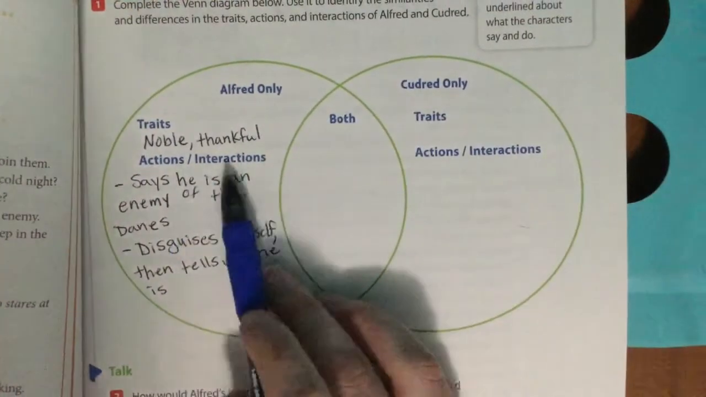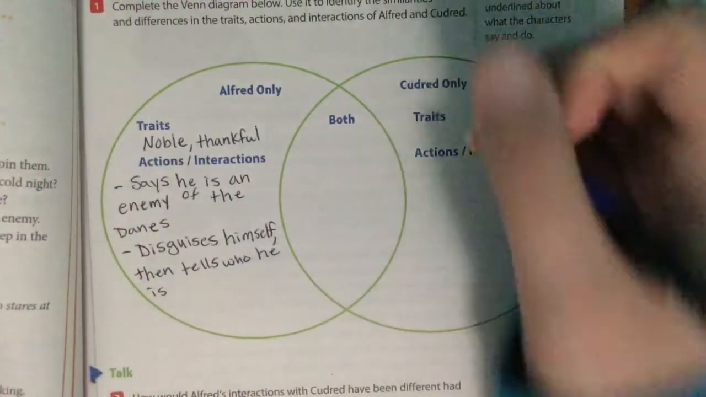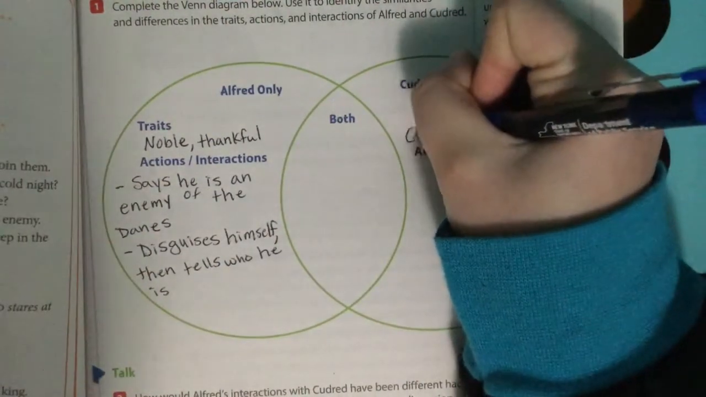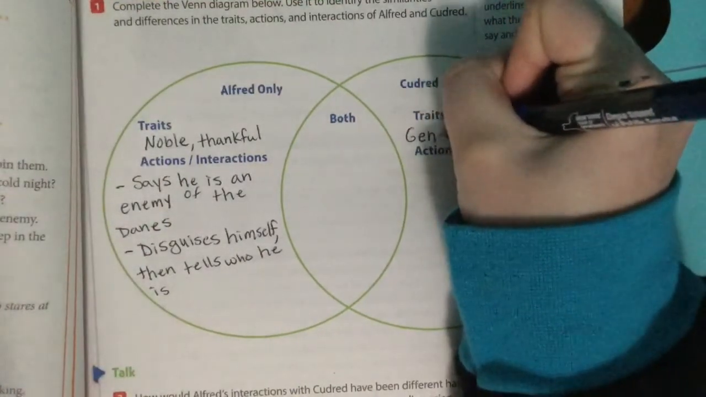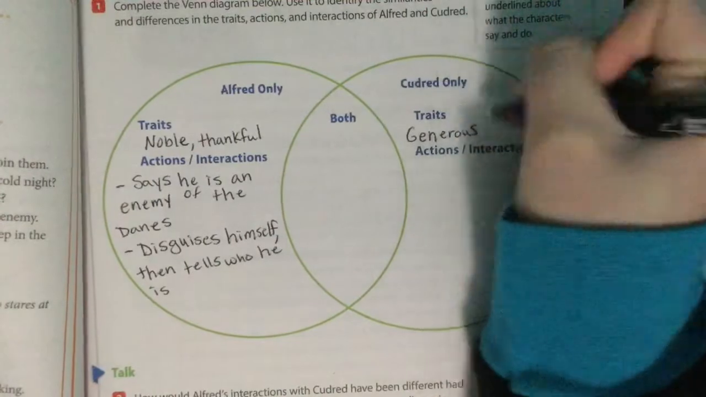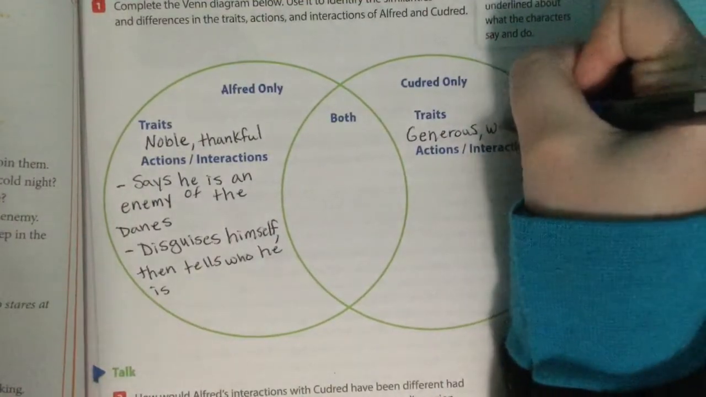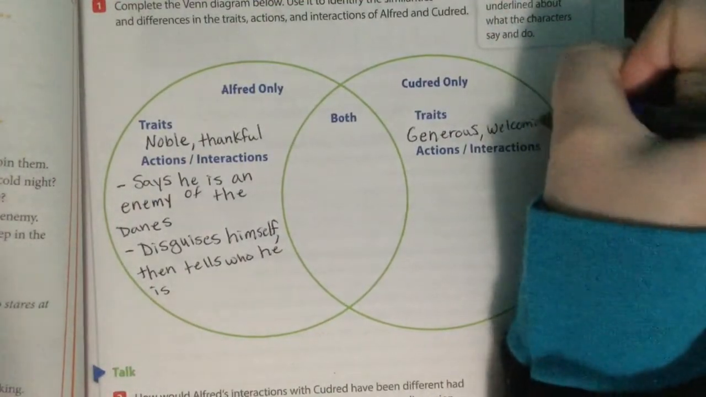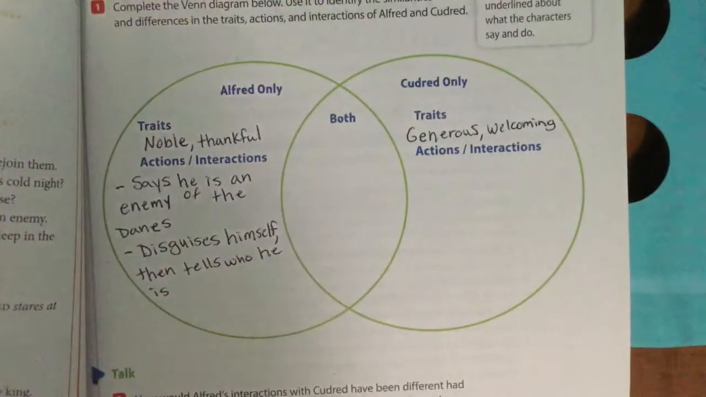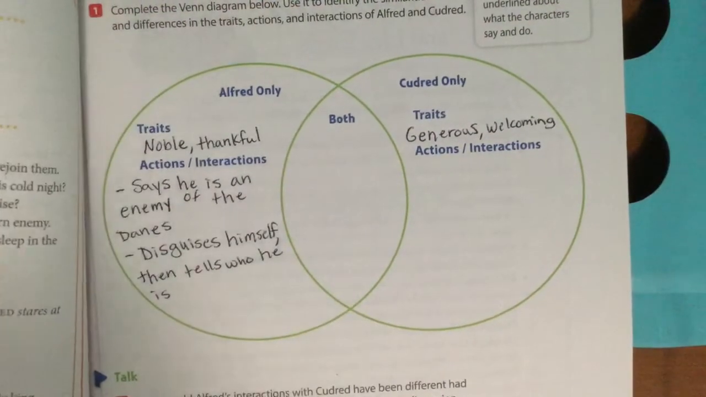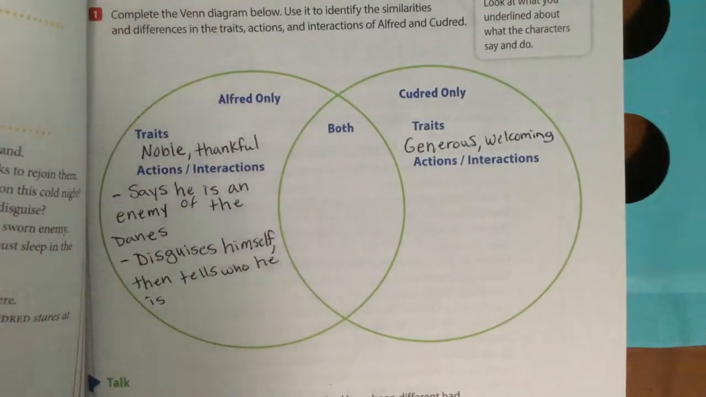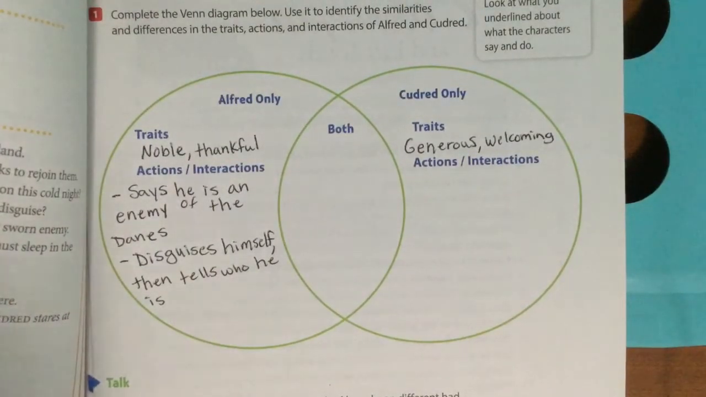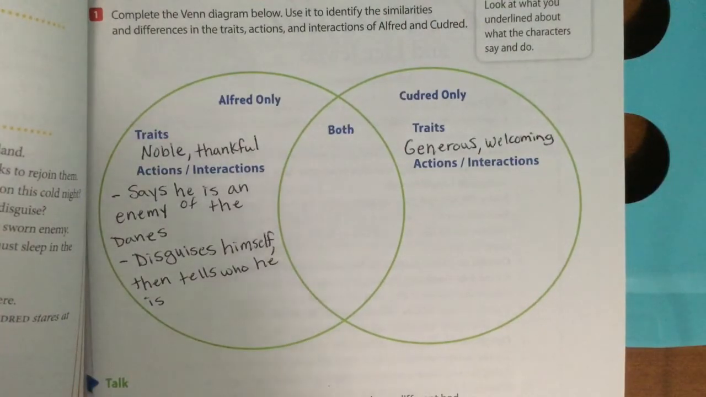Okay? So Cudred, he is what? Well, he's the one who's giving Alfred all of these things. So we can use a great 5th grade word here. Instead of saying nice, okay, we're going to say he is generous. And we can say he is also welcoming, because this is a stranger. And he's like, well, you're not staying in the cottage, but I do have room for you in the barn if you would like to stay. He asks him, says he supposes he is hungry, so he offers him some food. So he is generous and he is welcoming.